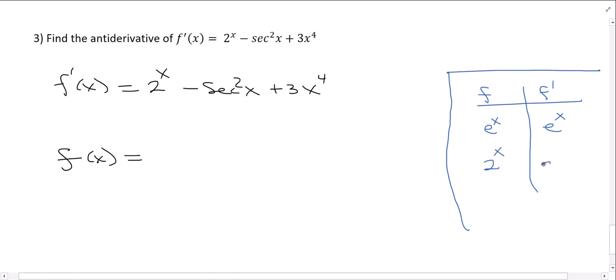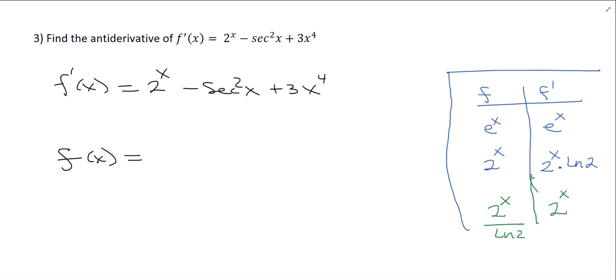The derivative is 2 to the x times the natural log of the base times the natural log of 2. So now what if I'm going backwards? What if I have 2 to the x as my derivative? What is the antiderivative? Notice that I don't have the ln of 2, so that means it's going to be 2 to the x over the natural log of 2. So that's what we're going to get here.